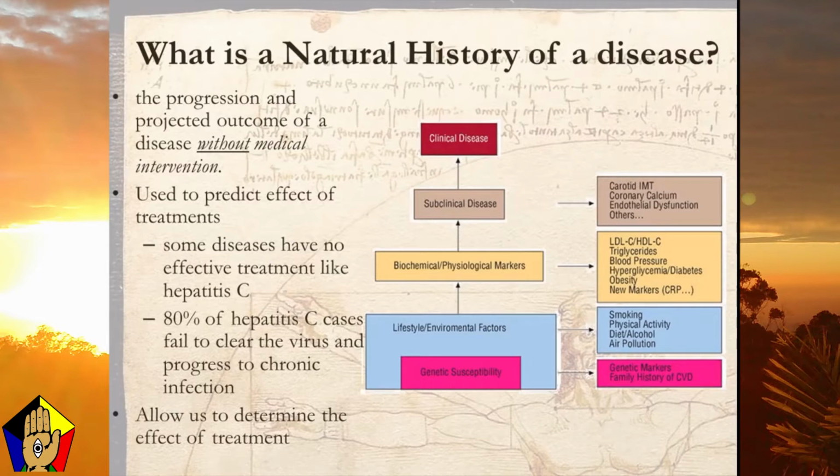And there's some diseases we can still track the natural history. Like hepatitis, we really don't have an effective cure for it. So some people, we just have to watch them go through the progression. And then we can record that progression and know if the next person that has the same disease, if we treat them, will make a difference.